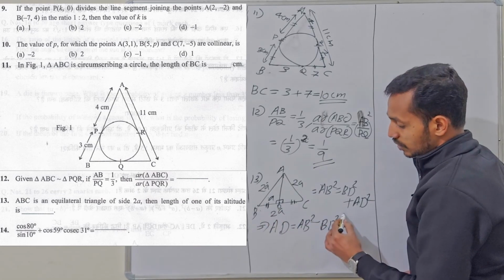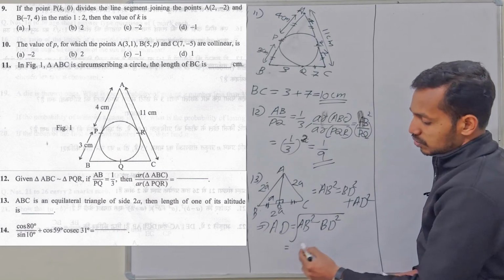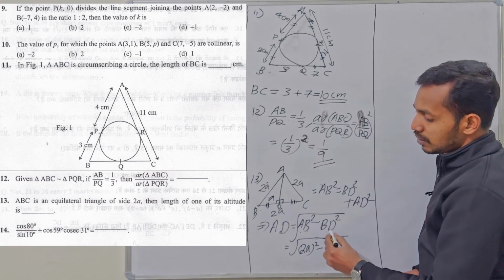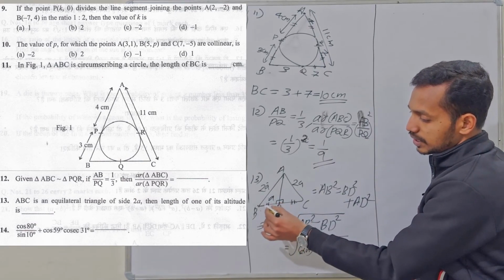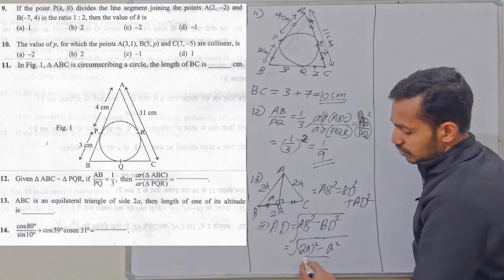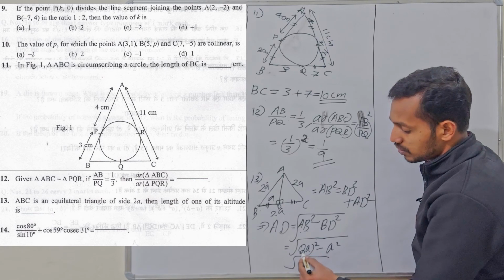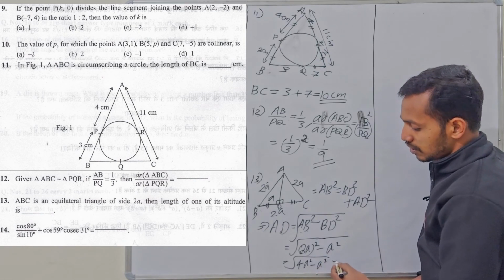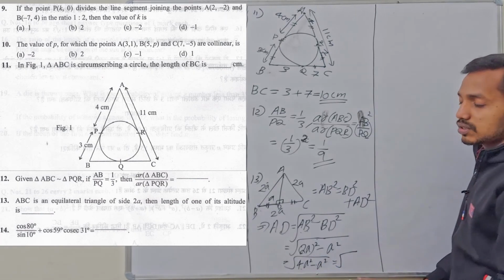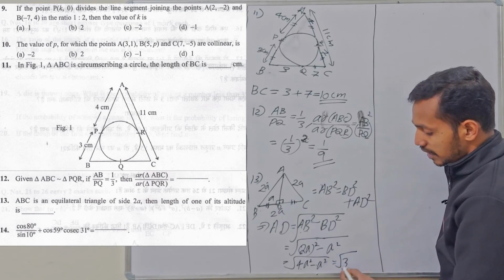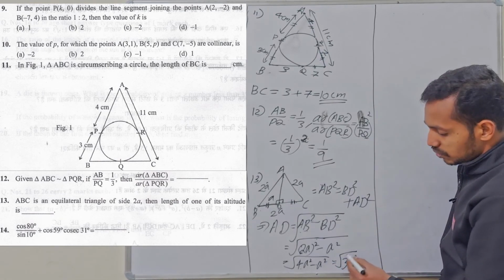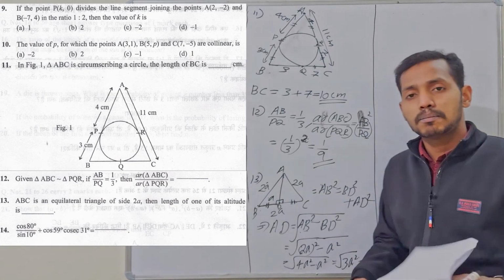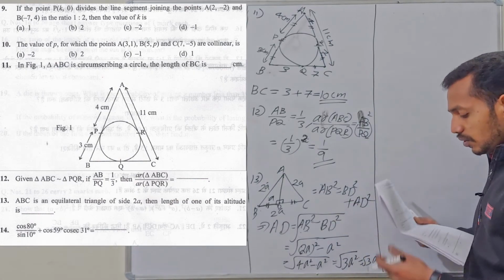Clear? So a square root is there. We are taking the square root on both sides. AB square is 2A whole square, minus BD square, where BD is equal to A, so A square. 2A whole square is 4A square, minus A square. Which is equal to the square root of 4A square minus A square, which is 3A square. Taking the square root, root 3 and root of A square is A. So the length of one of its altitudes is root 3 A. Okay, that is the answer.